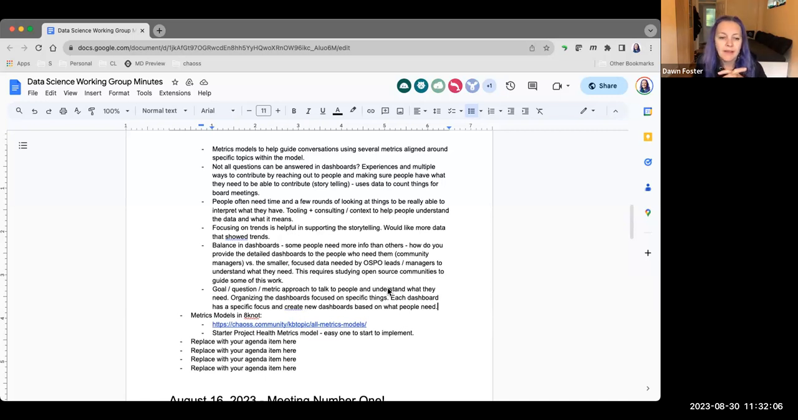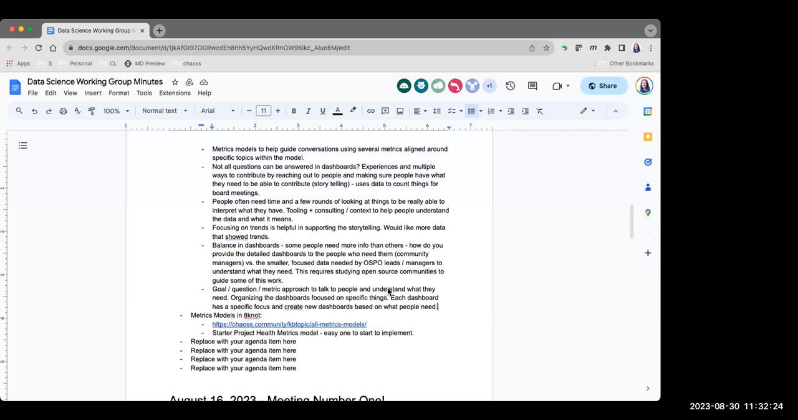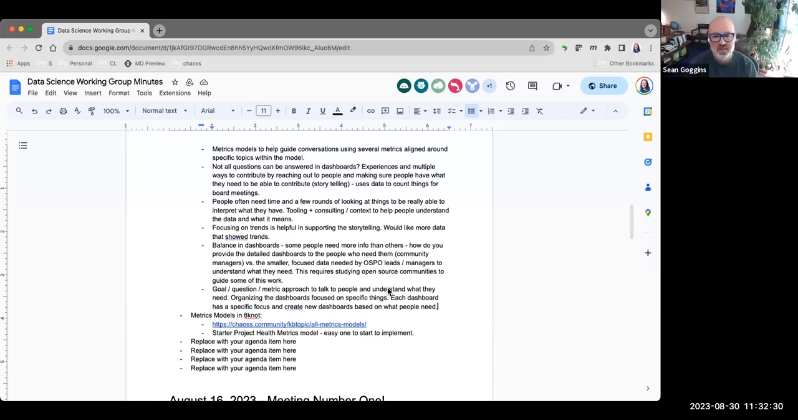Okay. So, metrics models in 8-knot. I'm not sure who wants to lead this discussion. I think that came up last time. I don't know. Callie, James. I honestly think it might be more for you to lead, because this has been something you've brought up to me a few times, the concept of metrics models.